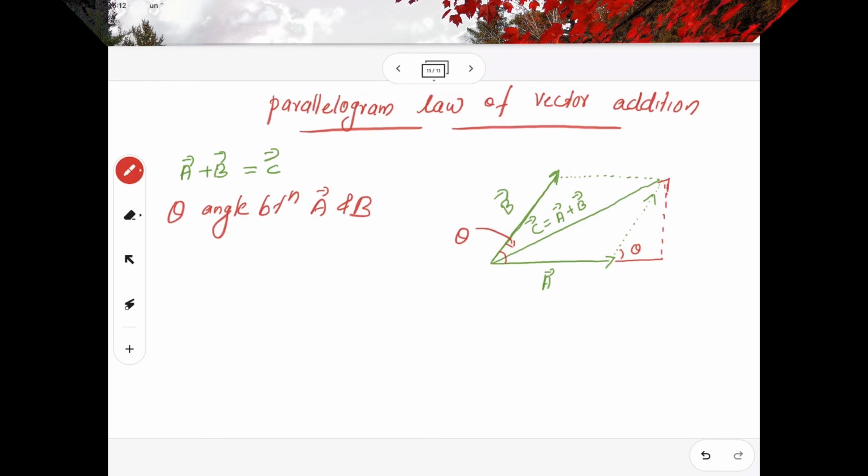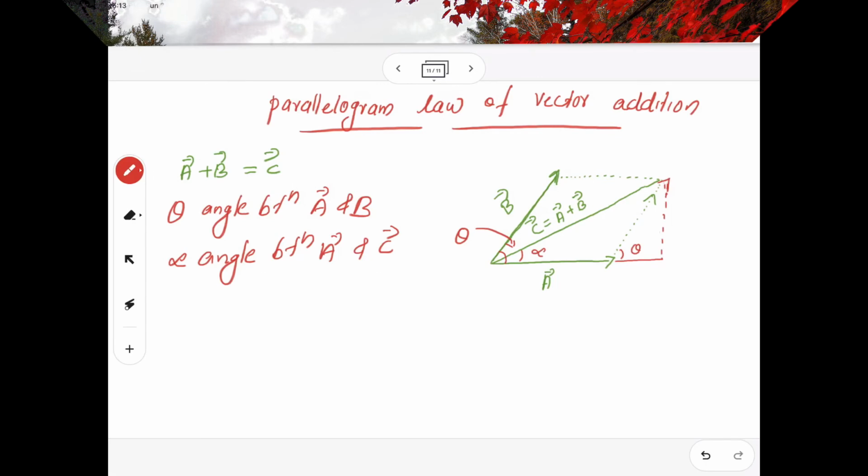This will be also theta. Now if alpha is the angle between vector A and the resultant of A and B. What is alpha? It is the angle between A and the resultant of A and B. Resultant of A and B means it is C. So theta is also marked here.